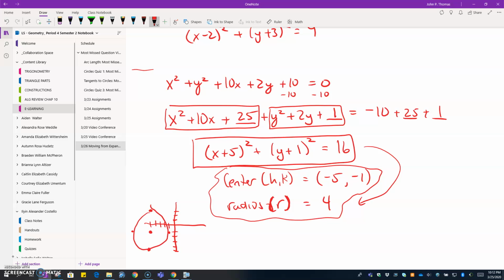And again, this is just another type of problem we'll see with circles, and this is going from expanded form to standard form. And again, standard form is the place we want to be because that's where we tend to get the best information. It gives us the center, it gives us the radius, and we can graph.